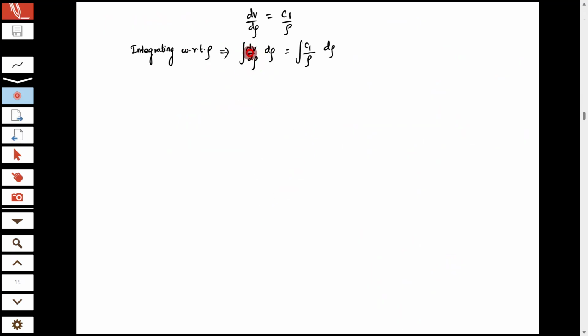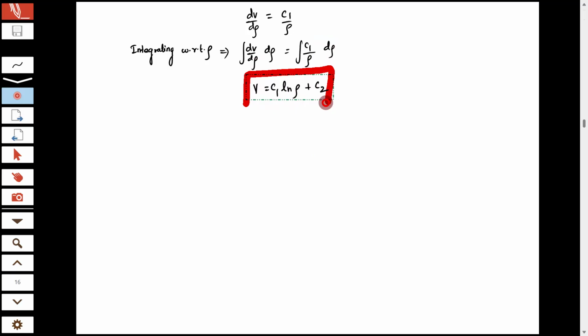So integration of this will remove the second differentiation with respect to rho. And on the right-hand side, we have the constant C1 and 1 by rho d rho to be integrated. So the left-hand side will be V, and the integration of 1 by rho d rho will be the natural logarithm of rho. Since no limits are provided, we should consider an integration constant for the second integration with respect to rho.